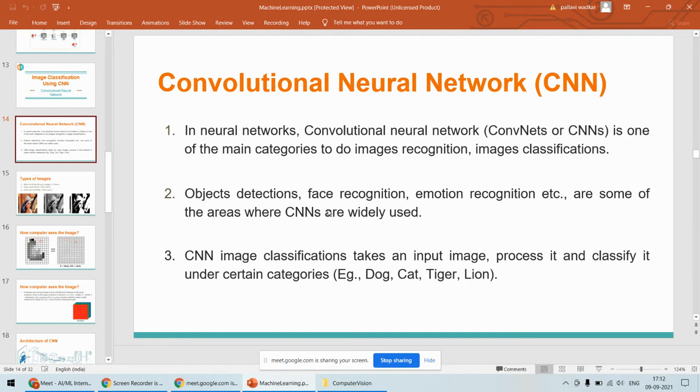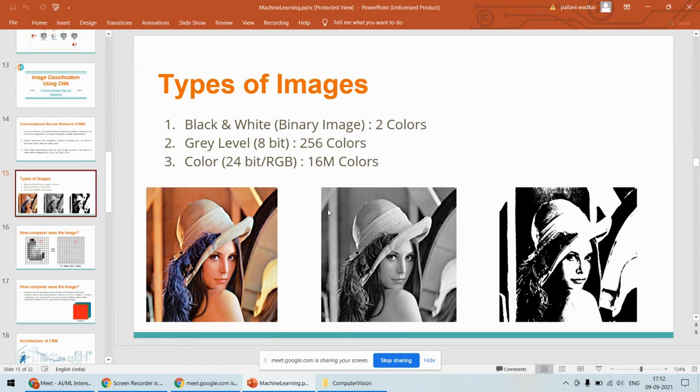But now, what exactly is the image? First of all, we need to understand what is the image. And once we understand the image, then only we can understand this algorithm. So as far as images are concerned, images are of three different types. Number one, black and white image. Number two, gray level image. And number three, which is very popular, color image.